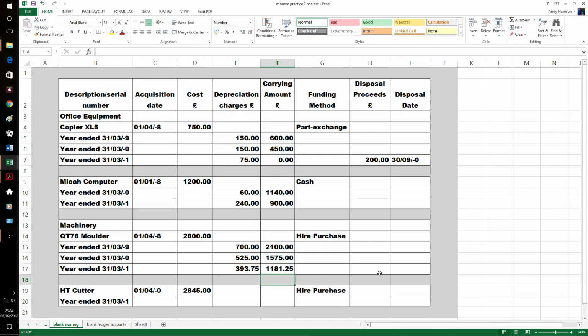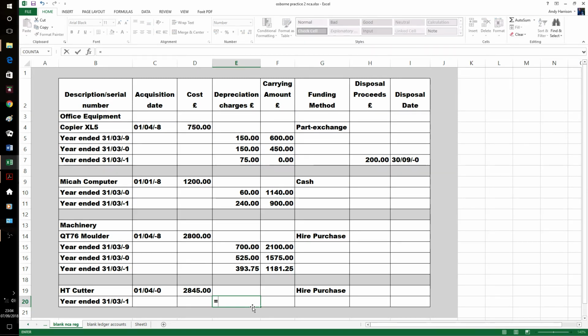That's that one dealt with. And then the HT cutter, this is okay, it's a whole year, so we haven't got to worry about a fraction. It's arguable diminishing balance on fractions, because it's a different amount. Should it be more at the start of the year? This one solves the problem.